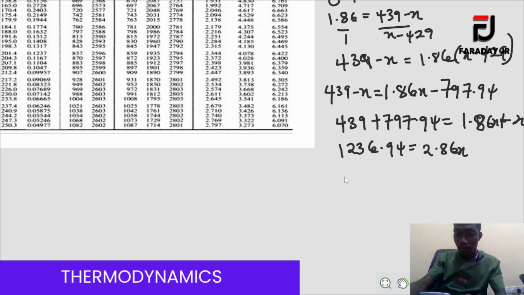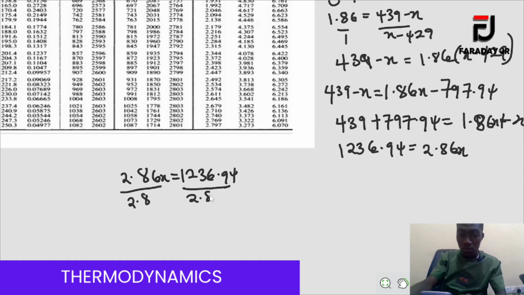This is equal to 2.86x. You divide both sides. So we have 2.86x is equal to 1236.94. Divide both sides by 2.86, and this cancels this. Don't forget your 6. So now we're going to get x is equal to 1236.94 divided by 2.86.